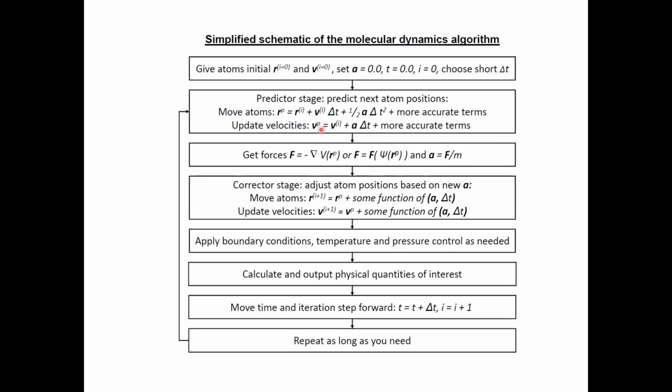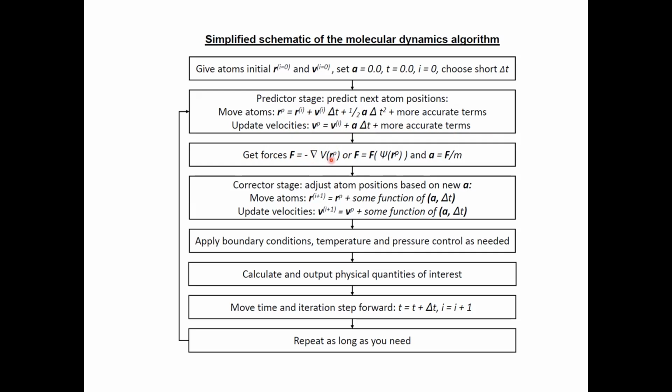And then you can update your velocities. So your new velocity is going to be the old velocity plus the product of your acceleration times your delta t, plus there are additional terms that we can neglect because we think they have small contributions. So now you have new positions and new velocities, right? And you could then go get your forces, right? The force is going to be equal to the negative gradient of your potential with respect to positions.